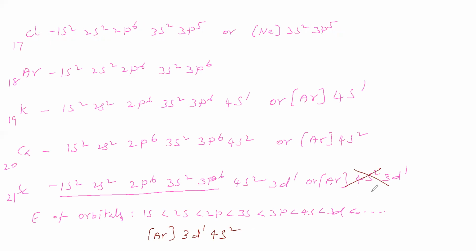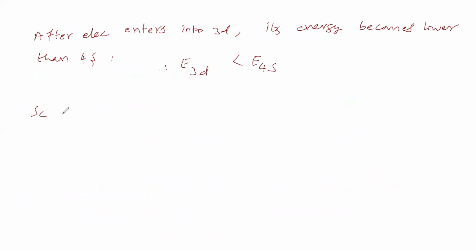We should not write 4s2 3d1. We have to write it as 3d1 4s2. Before filling electrons, 4s is having less energy than 3d. After filling electrons, 3d is having less energy than 4s. Therefore, scandium configuration is 3d1 4s2. So the configuration of scandium is argon 3d1 4s2.